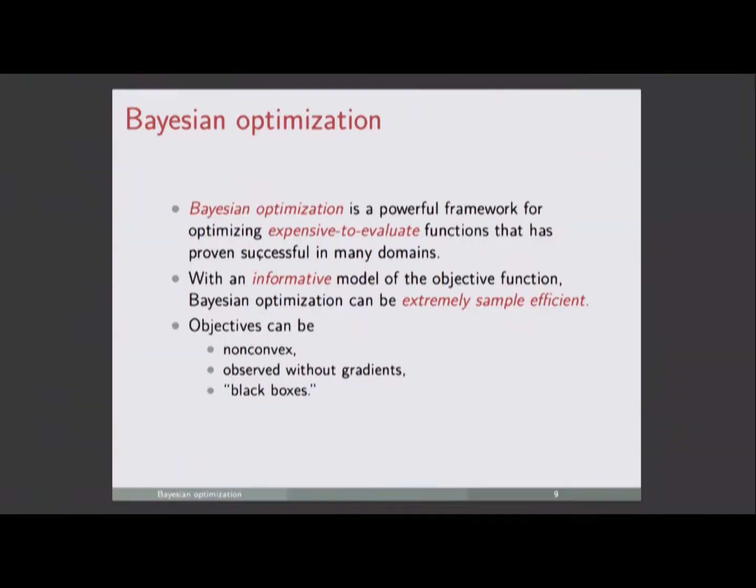And we're going to see some examples in the next talk of orders of magnitude speed up offered from Bayesian optimization over, say, random search. And the nice features of Bayesian optimization is that these expensive objectives, they can be non-convex. We can observe them without gradients. They can effectively be black boxes if they need to be. So if you have a problem and you're starting to check some of these boxes, then maybe Bayesian optimization might be something you want to consider.